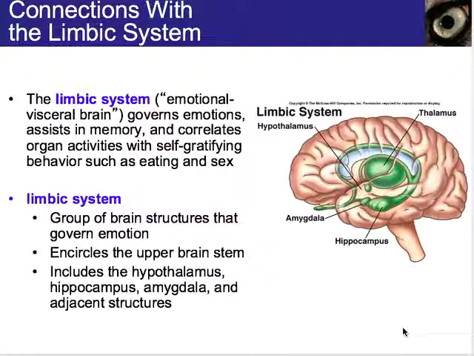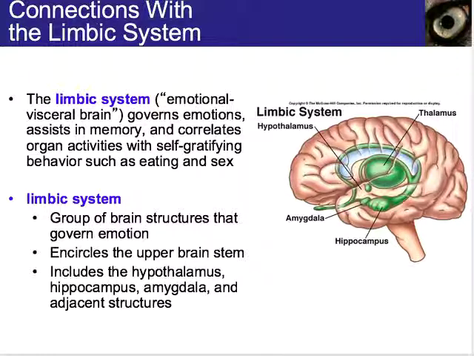You also have something called the limbic system, and you can see the limbic system shown here. This is the emotional part of the brain. This is what governs your emotions and assists in memories and correlates organ activities with self-gratifying behavior, such as eating or sex. So if you've ever eaten the most delicious piece of chocolate cake in your life and you're like, oh my God, this is so pleasurable, that would be your limbic system firing off. Or if you have sex and you have an orgasm and you get that pleasure, it's going to be firing off in your limbic system.